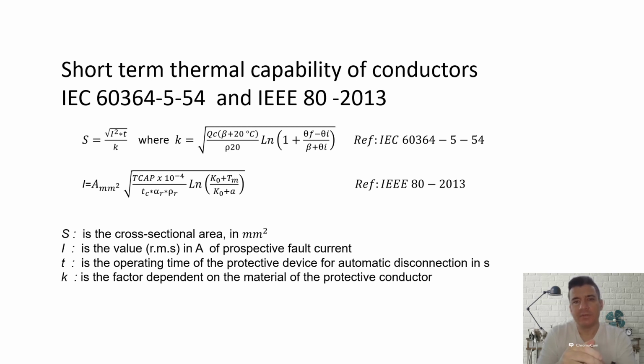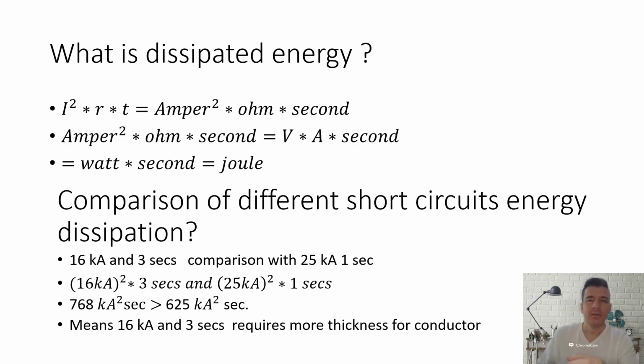Here you will see the formulation for two different approaches. The basic formulation is: the cross-sectional area is the root of ampere squared multiplied by the time duration of that short circuit, divided by a coefficient. This coefficient, the K factor, depends on the material of that protective conductor, for example copper, aluminium, or steel. It is different for each. So what is dissipated energy?